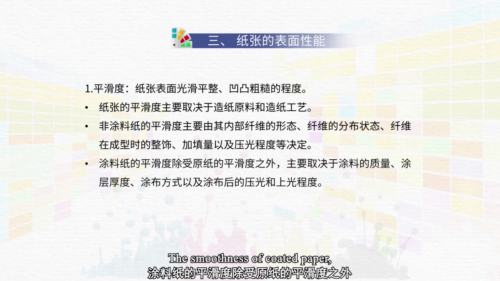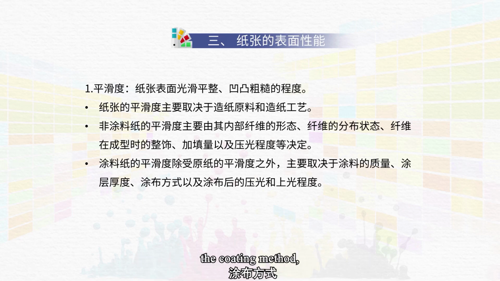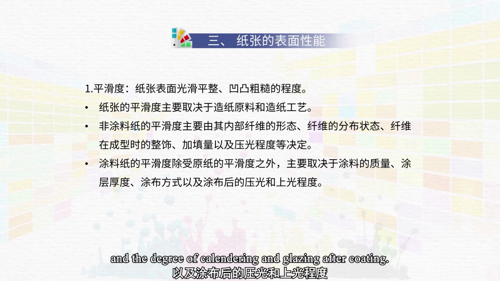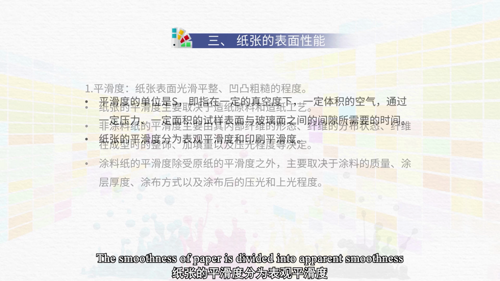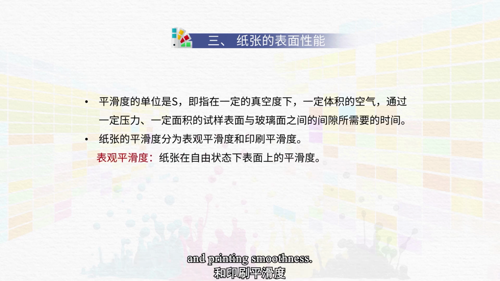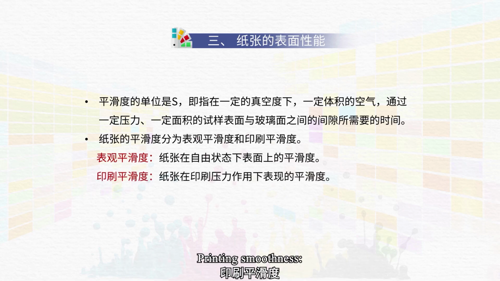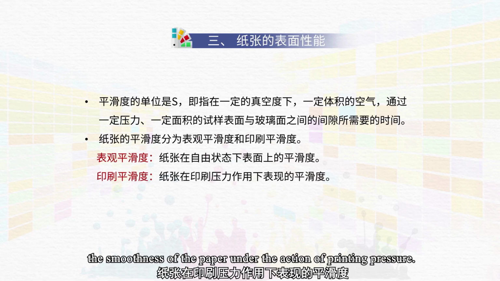The smoothness of coated paper, in addition to the smoothness of the base paper, mainly depends on the quality of the coating thickness, the coating method, and the degree of calendering and glazing after coating. The smoothness of paper is divided into apparent smoothness and printing smoothness. Apparent smoothness, the smoothness of the paper surface in a free state. Printing smoothness, the smoothness of the paper under the action of printing pressure.